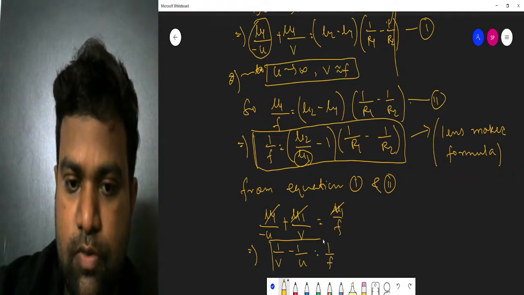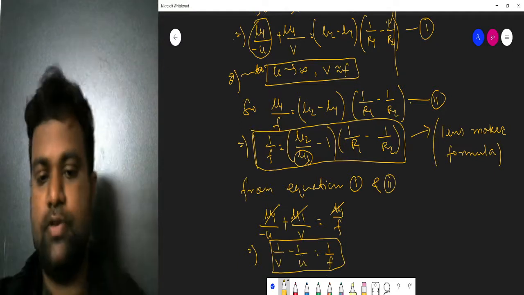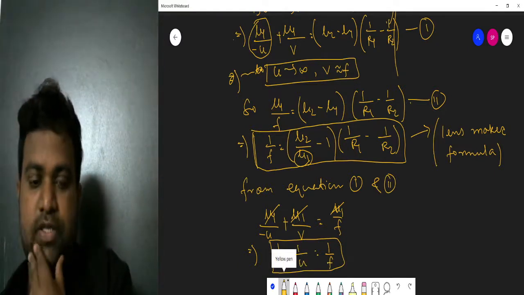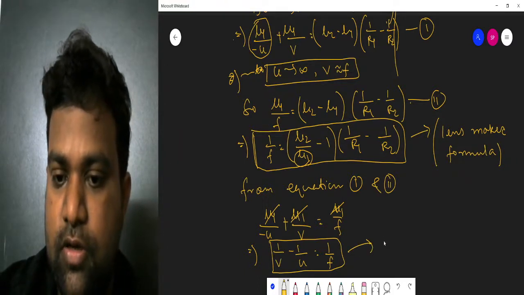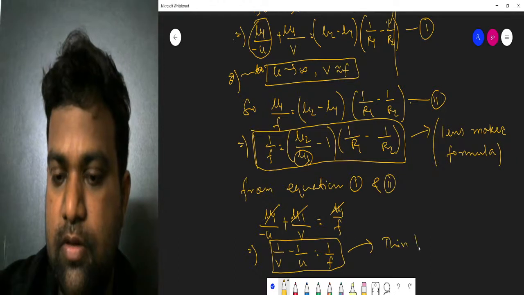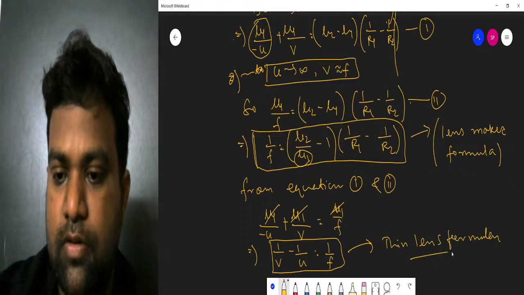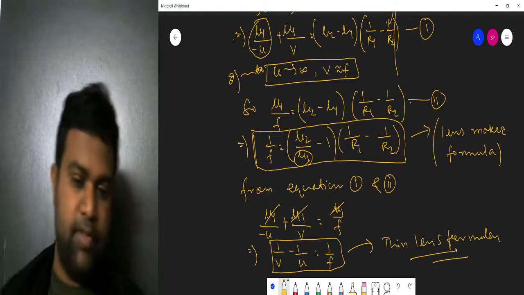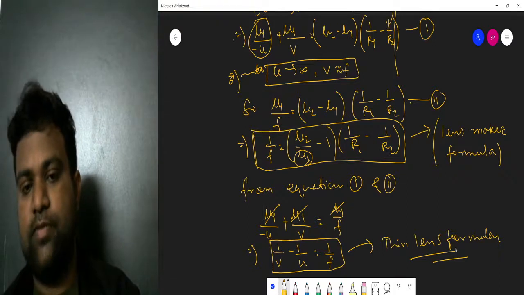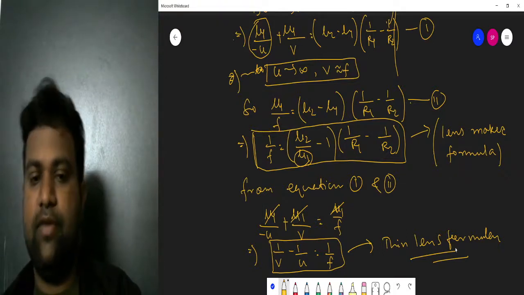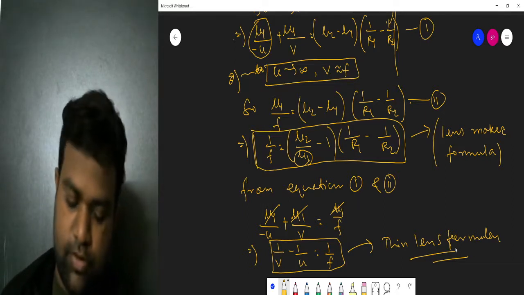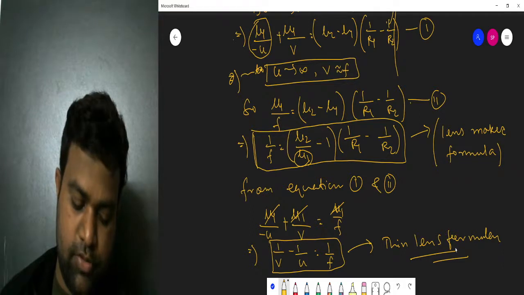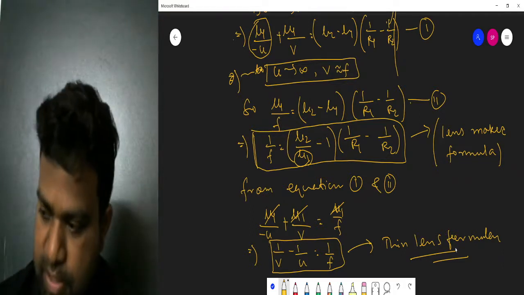This is the formula you know for your lens. Okay, for thin lens formula you know in your class 10 also. This is a familiar formula, so this is called your thin lens formula. Okay, so in this video we have completely derived the thin lens formula, the lens maker formula. Okay, and we have derived in the beginning the equation for a convex or spherical surface.